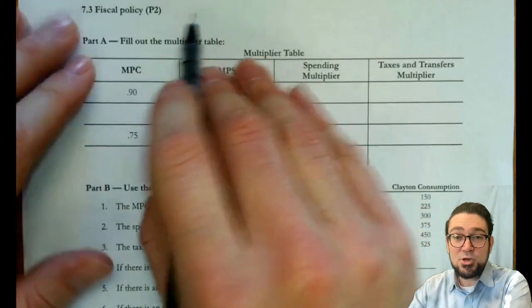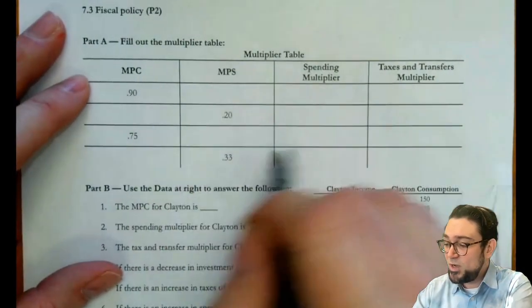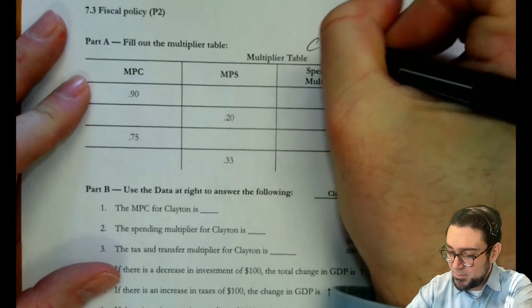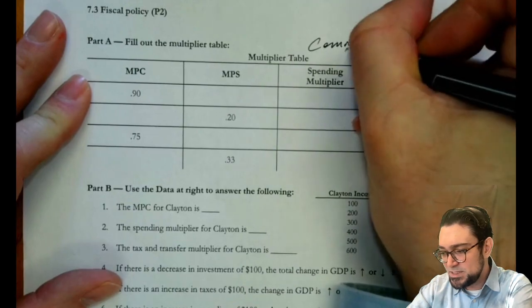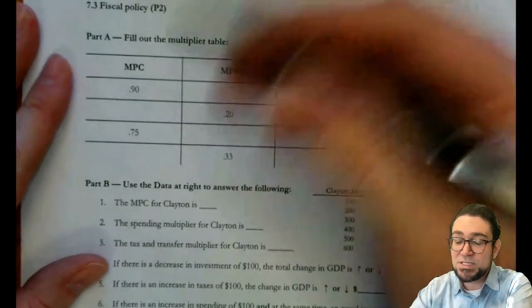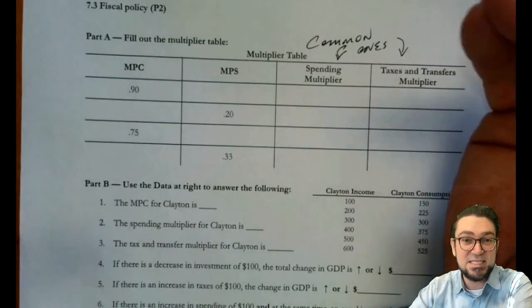Okay, so the first part says just fill out this multiplier table. The reason why is because these are really common. These are the common ones. So I'm just going to put them here, common ones. You might see other ones out there, but most of the time the multipliers that we're going to be dealing with are going to be nice whole numbers.